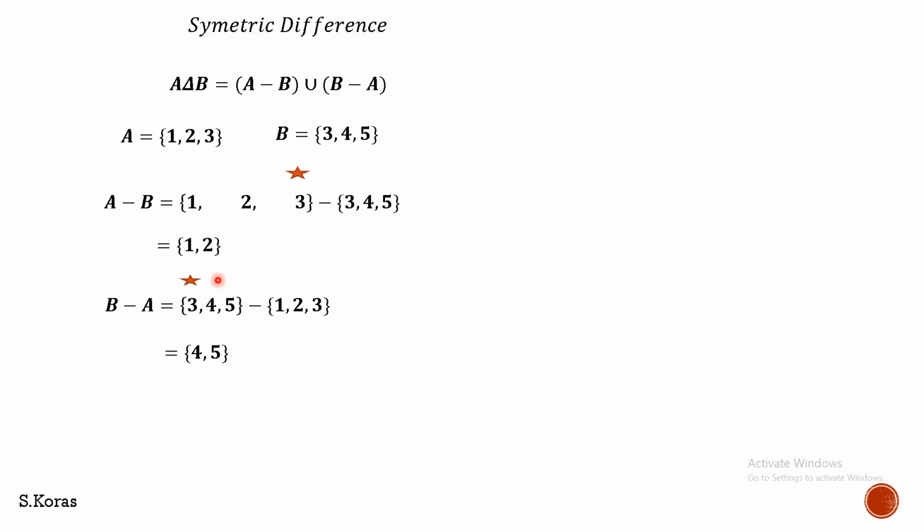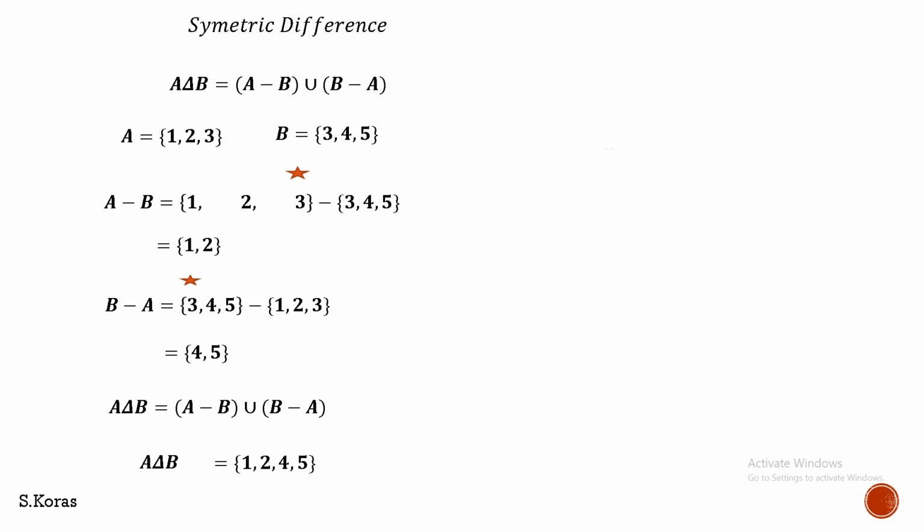Now we know what is A difference B as well as B difference A. Now according to the formula, A delta B is defined as A difference B union B difference A. So let us write that formula again. Now let us unite these two. Your A difference B is 1 2 and your B difference A is 4 comma 5. We just have to join these two. So our answer will be 1 2 4 5. So this is our answer.